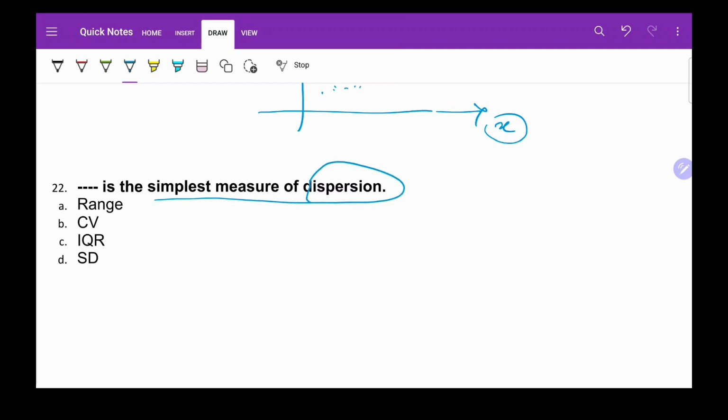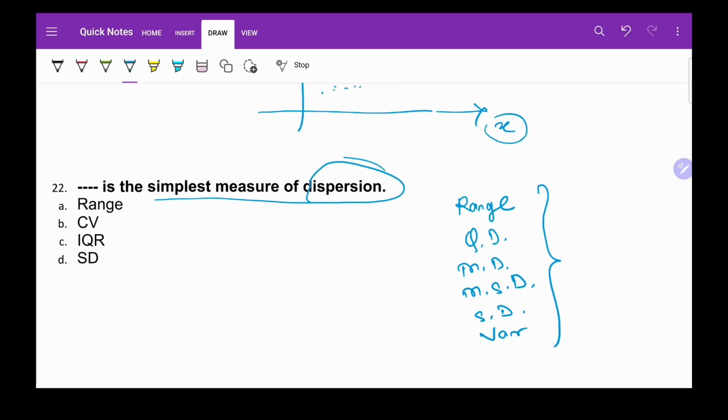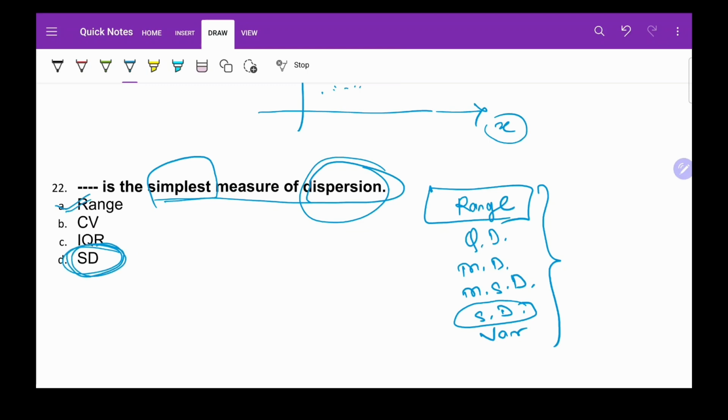Which is the simplest measure of dispersion? We know there are different measures of dispersion like range, quartile deviation, mean deviation, mean square deviation, standard deviation, variance. There are various measures of dispersion. So the simplest measure of dispersion is what? Range. And standard measure of dispersion is nothing but standard deviation. The most commonly used measure of deviation is what? Standard deviation.